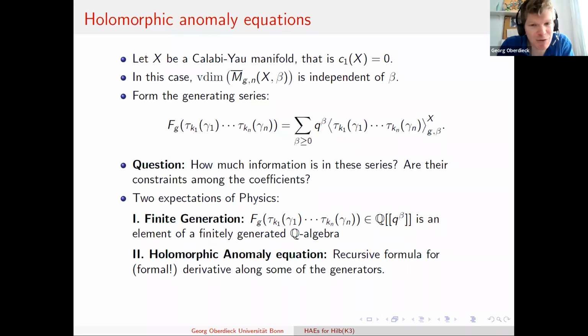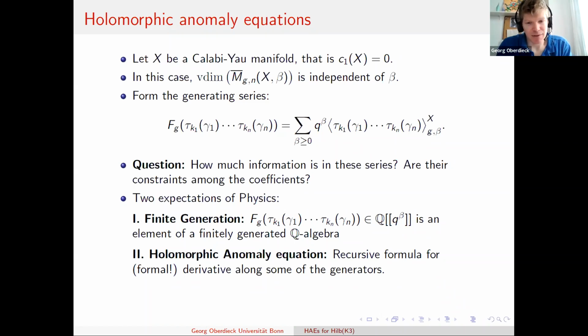And so a similar question you can ask here, and somehow physics already answered this. It already gave an expectation in this case. And so physics essentially says two things, from string theory. First of all, there should be a statement about finite generation of the series. So this series should be an element in a finitely generated Q-algebra. So instead of just an element in the power series ring, it should be an element in a Q-algebra with a finite number of generators. And second, there's a certain holomorphic anomaly equation that determines it. So this is a recursive formula for the derivative of the series as an element in this Q-algebra. So you write your F_g as an element in this Q-algebra in terms of some generators, and then you can formally take the derivative along some of these generators and get a recursion.